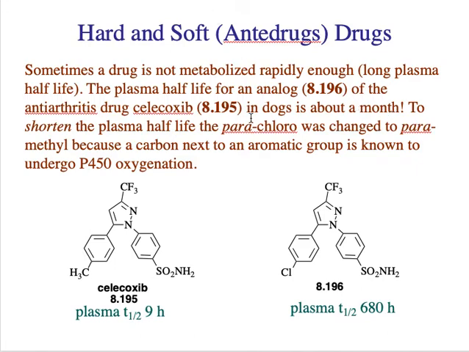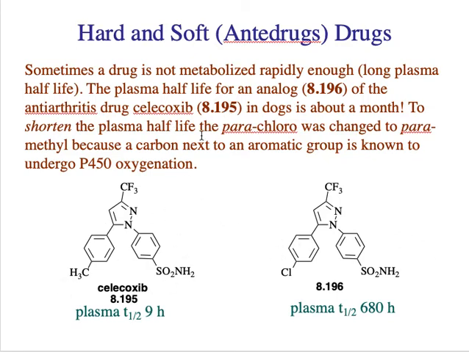So sometimes it's not metabolized fast enough. An example of this was celecoxib. Sorry, I always just think of it as Celebrex in my head. Anyways, in this case, this is an arthritis drug. Here's your initial half-life, and here's your shortened half-life.